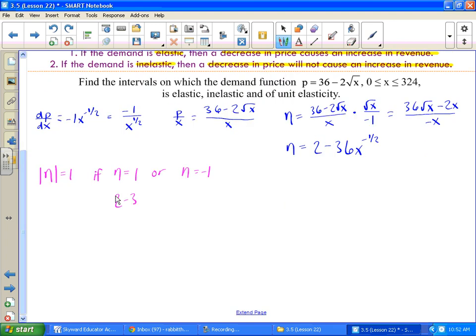So I have 2 minus, should I put it over x to the 1/2? Is that going to be easier maybe? I think it might be a little bit easier. So 2 minus 36 over square root of x equals 1. I'm going to solve that. And then I'm going to do 2 minus 36 over square root of x equals negative 1. So any questions on that? What am I going to do for the first step to solve this?